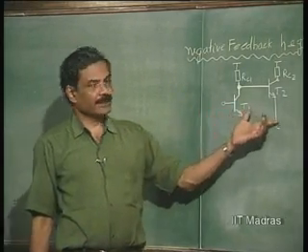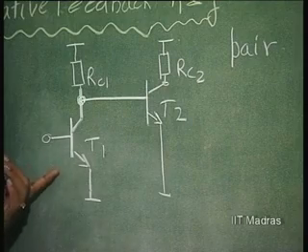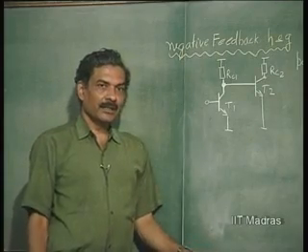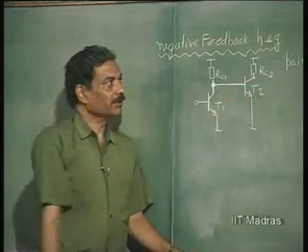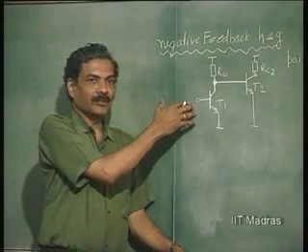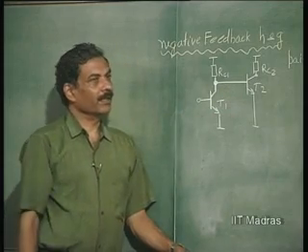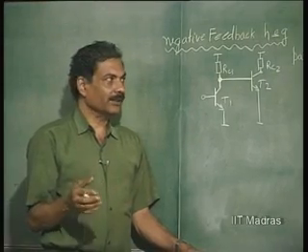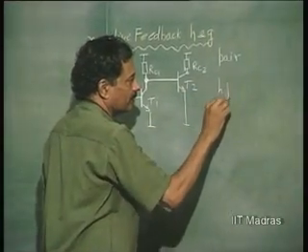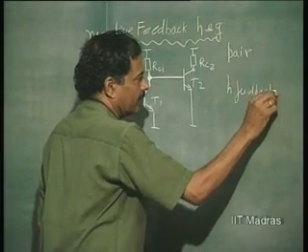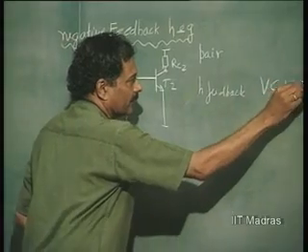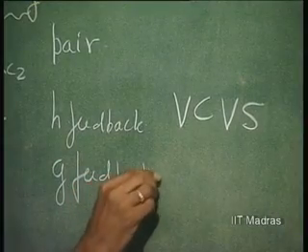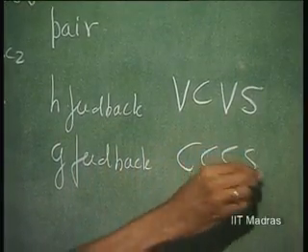With a pair of transistors like this, you will get negative feedback only for H and G feedback. What is H? It is series at the input and shunt at the output. G feedback is shunt at the input and series at the output. H feedback is adopted in order to obtain a voltage controlled voltage source, that is, for an idealization towards voltage controlled voltage source. G feedback is for an idealization towards current controlled current source.